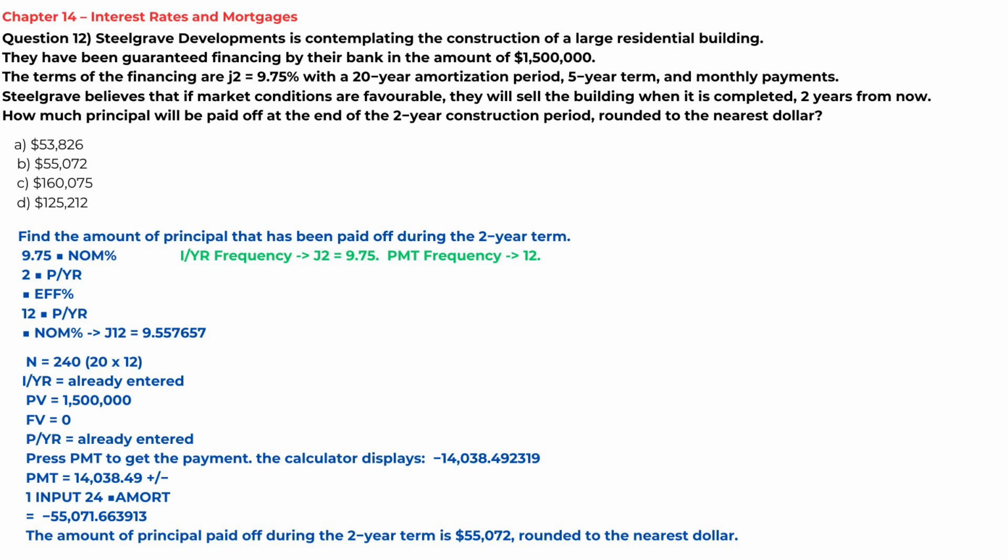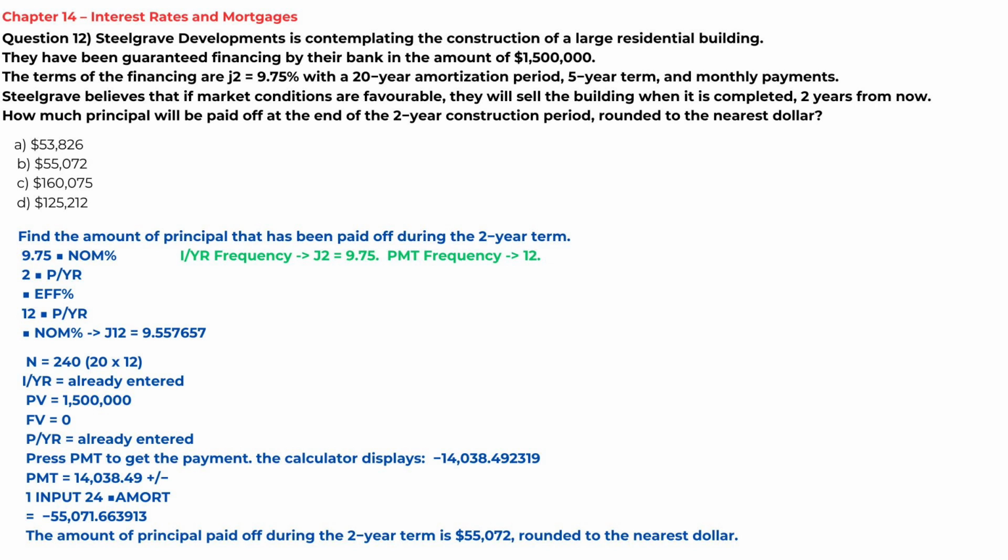1,500,000 PV. 240 N, 20 years times 12 monthly payments. 0 FV. Press PMT. Calculator displays minus 14,038.492319. 14,038.49 plus and minus sign PMT to round the payment. 1 input 24 shift amort. Calculator displays PER 1 to 24. Press equal sign.